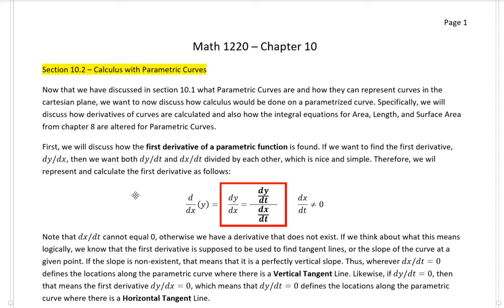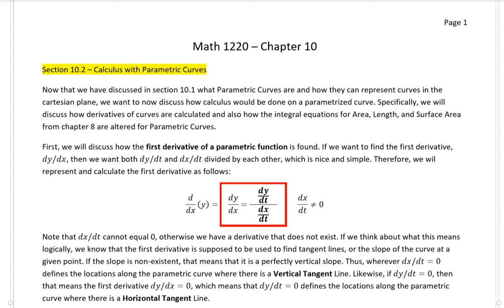First, we're going to talk about how to do both the first and second derivative of a parametric curve, and then also how we would do integrals relating to parametric curves, specifically integral forms that we've been working with, so area, arc length, and surface area.